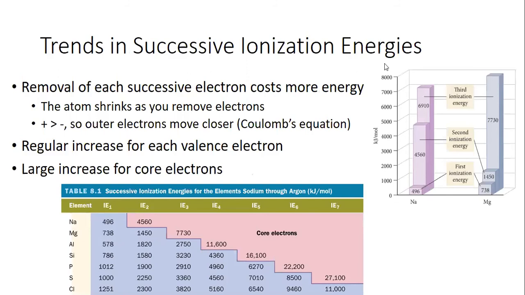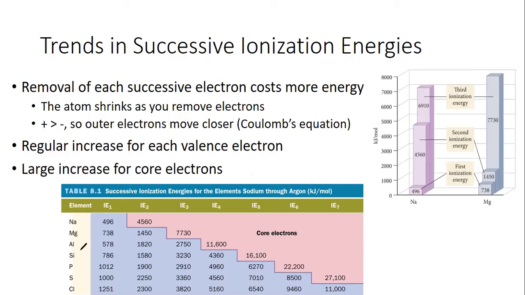So let's take a look at what happens as you remove more and more ionization energies. Like I said previously, the first ionization energy is always the easiest. It takes more energy to remove the second and the third. And for valence electrons, this is a fairly regular increase, right?